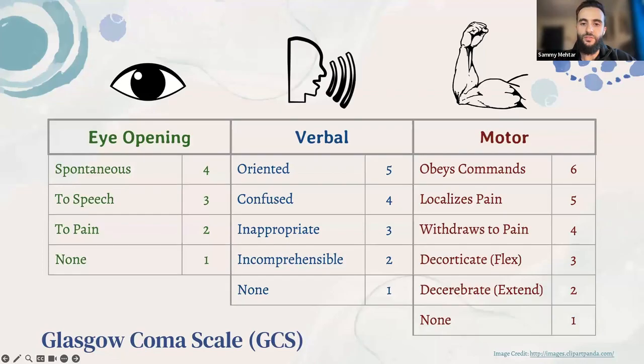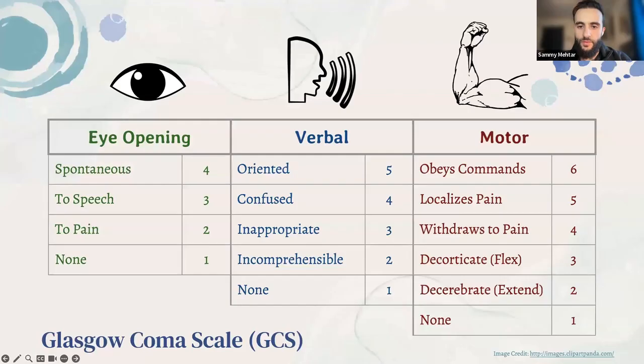So are they not able to specifically focus on the point of stimulus where you're providing pain, but they just generally withdraw their body away? That would be a 4. Or do they have decorticate or decerebrate posturing? That would be a 3 or 2 respectively. And no movement would be a 1.